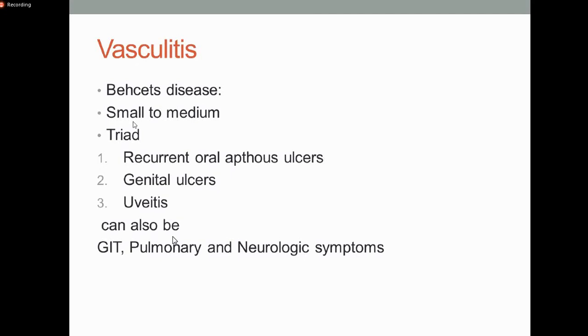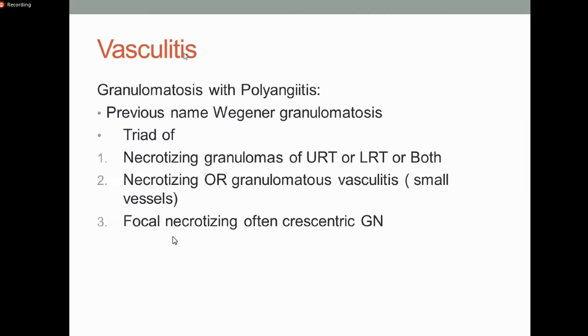Behçet's disease is a small to medium size vessel involvement. This is a triad. Triad means three things: recurrent oral aphthous ulcers, genital ulcer, and uveitis. These things plus there can also be involvement of GIT, and pulmonary and neurological symptoms can be there.